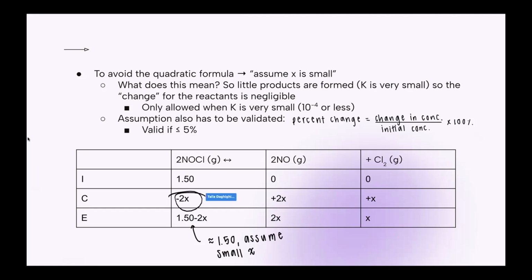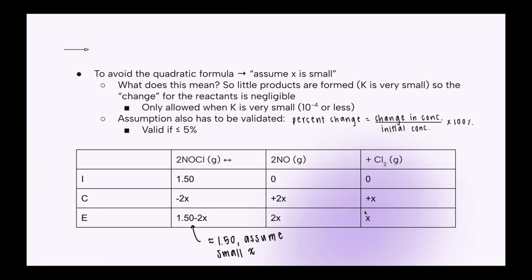is not going to be very large because the equilibrium isn't going to want to take away from the reactant side. So as a result, we would assume that this equilibrium row is just going to be 1.50 instead of 1.5 minus 2x. Once we make this assumption, which I'll show you once we actually do the problem, we're also going to have to make sure the assumption is valid.